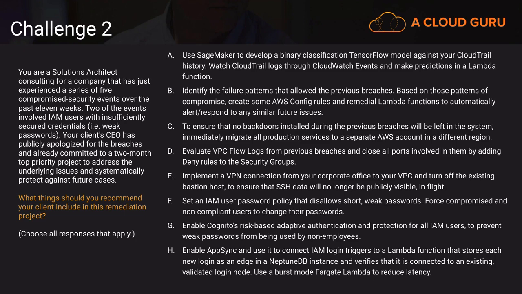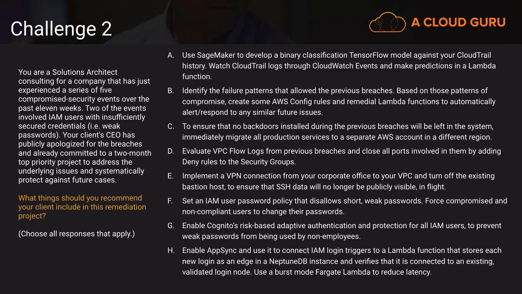Now, if we move on to option C, we want to ensure that no backdoors were installed during the previous breaches, so we're going to immediately migrate all the production servers to a separate AWS account in a different region. I don't know that this is going to do anything at all. Just migrating these instances or services to a different region isn't really going to help us. So I'm going to eliminate C. I don't like that one at all.